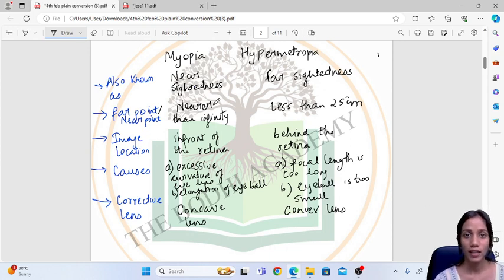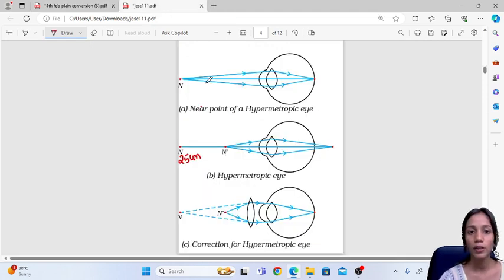Okay, so these are the three defects: myopia, hypermetropia and presbyopia. The major important question over here is to differentiate between myopia and hypermetropia. We need to know very importantly the causes of both myopia and hypermetropia, as well as presbyopia, and also the corrective lenses. Also these diagrams are important, which will help in studying the defects properly, and they will also be coming in the questions.